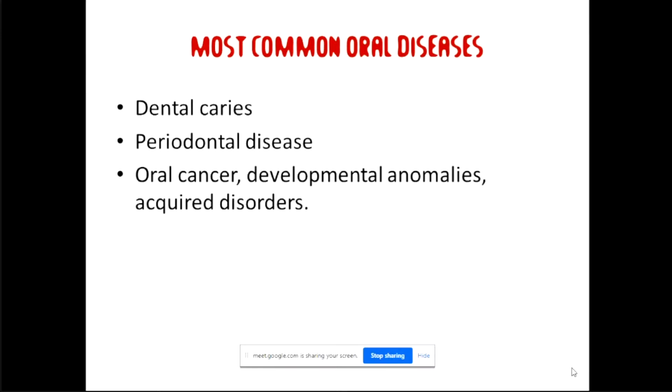So, most common oral disease, dental caries for sure, periodontal disease, and we have the level of oral cancer, developmental anomalies. If you will see, inshallah, in your clinic in the future and in the university clinic, you will see there will be a number of cases, anomalies, which is abnormality in the formation of dentine or in the formation of enamel or in the number of the teeth, and it is so common. And also acquired oral disease.